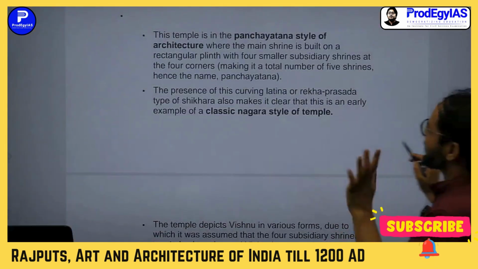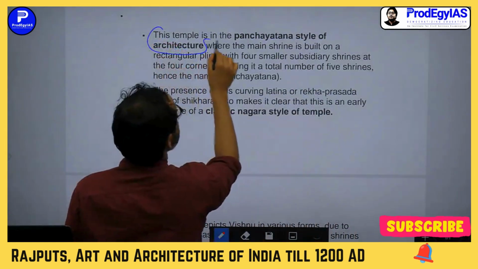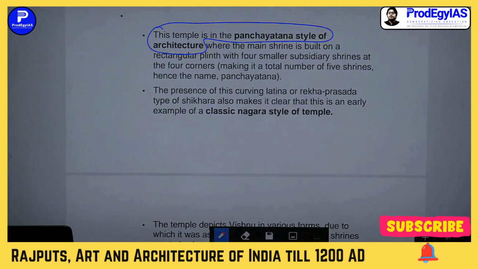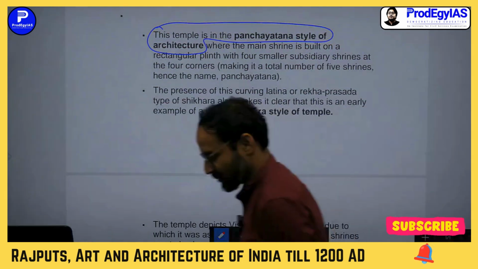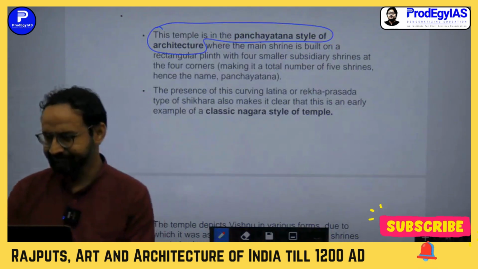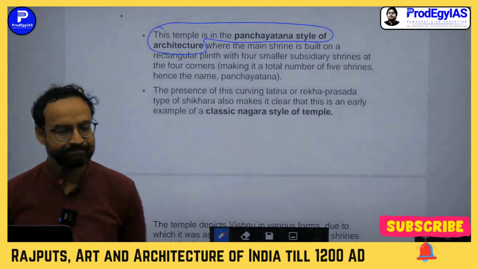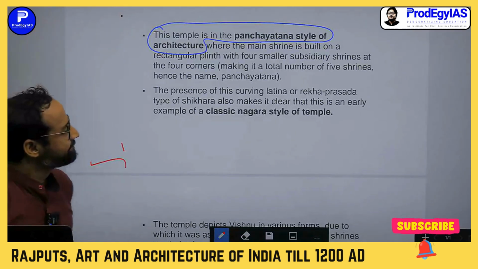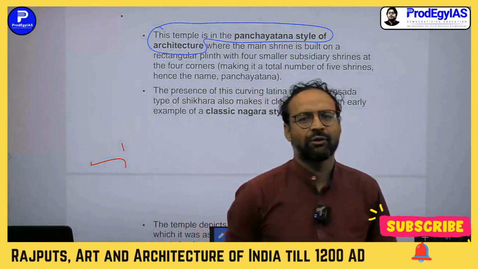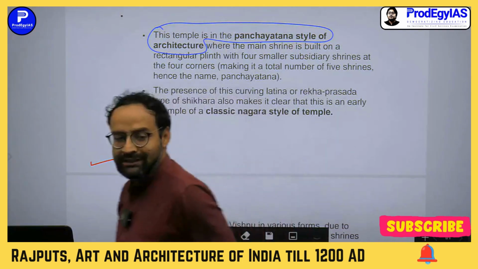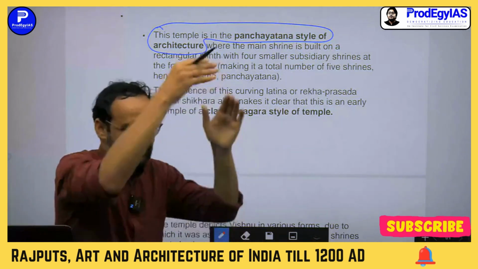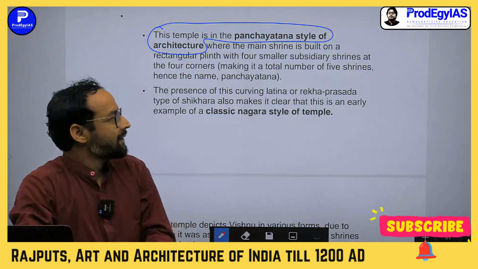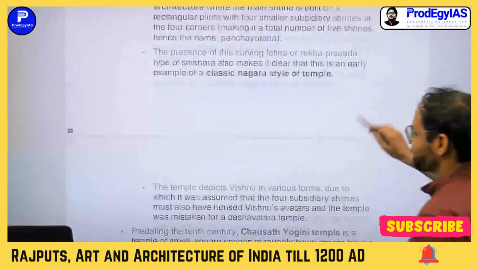Just write only Panchayatan style here. What is this Panchayatan style? I'll show you. Now I'll show you the Deogarh temple and the Khandariya Mahadeva temple. All of them had 5 shikharas, 5 small ones, minarets you can call them. That's why it's called Panchayatan.